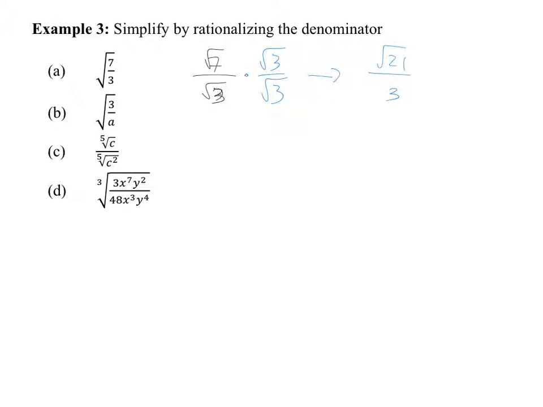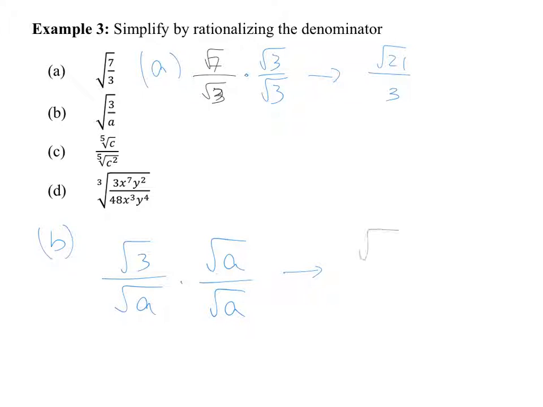How about the second part? Part B. Use part A as a template to help you with part B. Think about what you would do for part B. What do you think? Root A over root A. Yeah. Multiply by root A over root A. What does that make the numerator? Well, root 3 times root A is root 3A. What does that make the denominator?